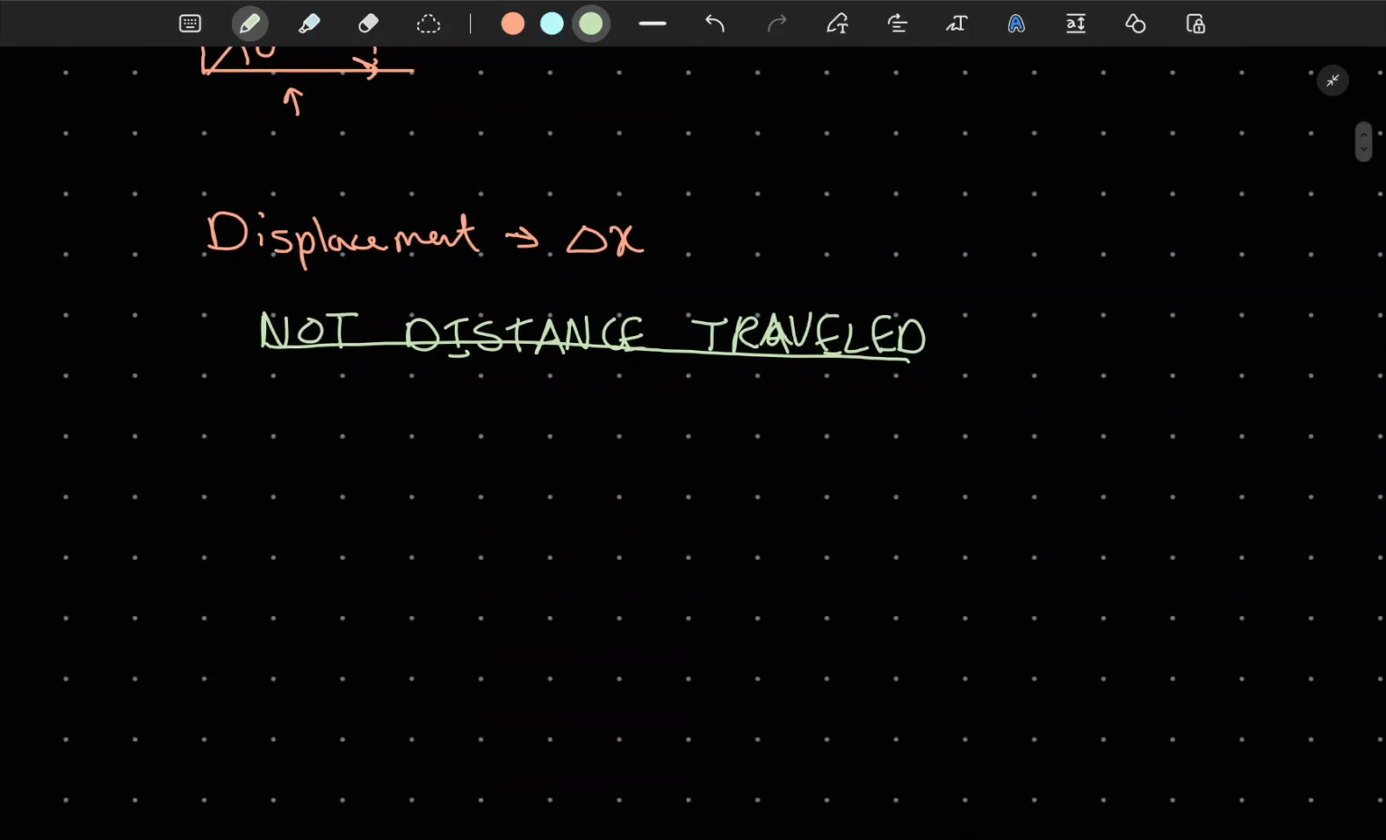Okay, now moving on, we have velocity. And let's write down our definition. Velocity is just a change in position over a change in time. And this is in meters per second. And I should mention displacement should be in meters when you're doing all these equations.